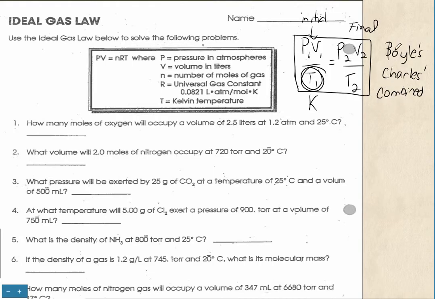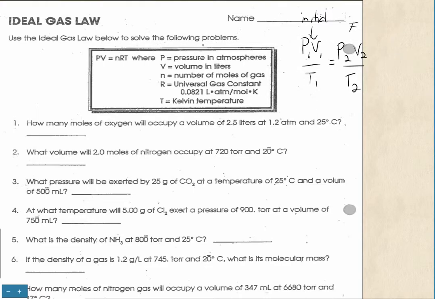During this time period, let's do the ideal gas law. In the ideal gas law, we now have only one value for each pressure, volume, and temperature. Only one value for each one. So that's how you would know if you're using the ideal gas law.